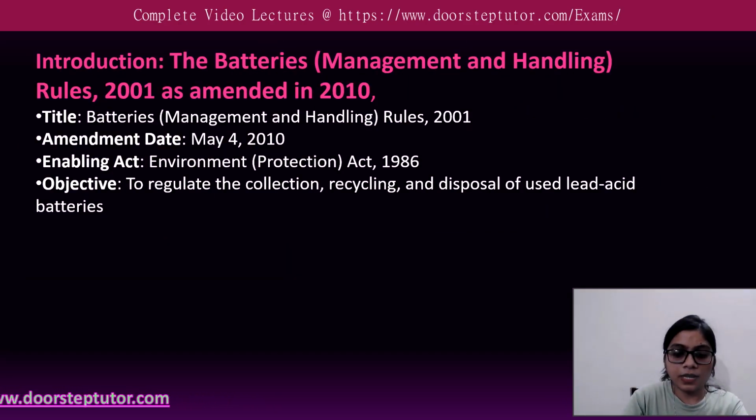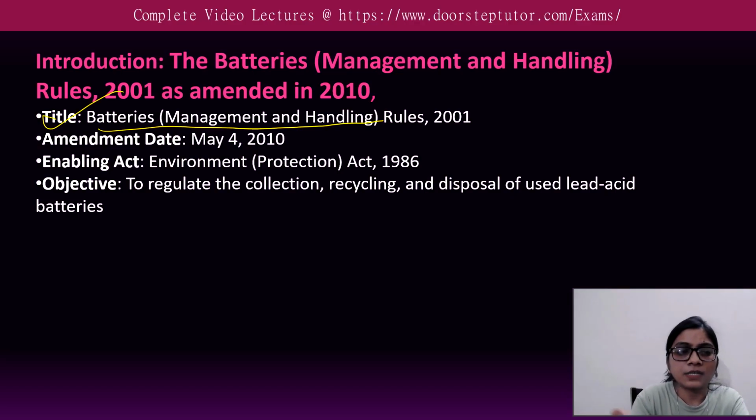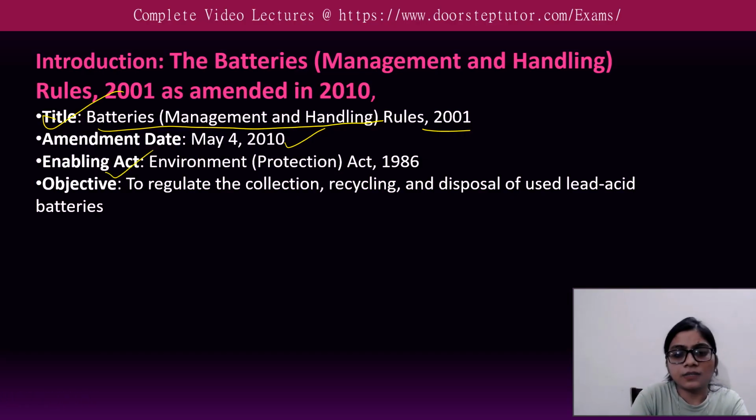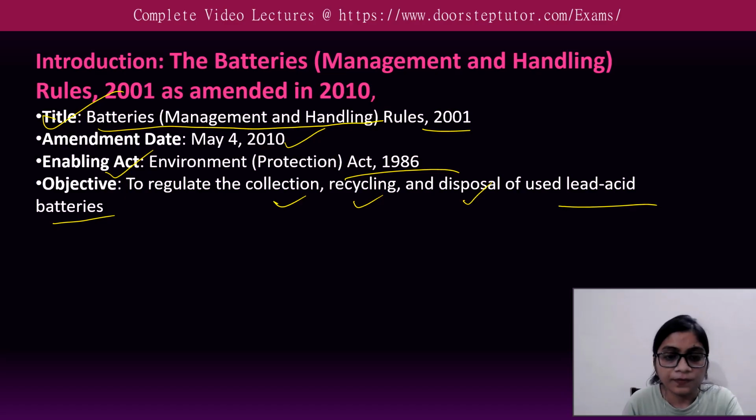All right, now let's start with the very basics, the introduction of this act. As you know, all acts have a first title, that this act will be called the Batteries Management and Handling Rules of 2001. Then it was amended on which date? 2010, we all know. Then what's the Enabling Act? 1986. And what's the objective? It's to collect, recycle and dispose of lead acid batteries. Okay, so that is the motto of this particular act.